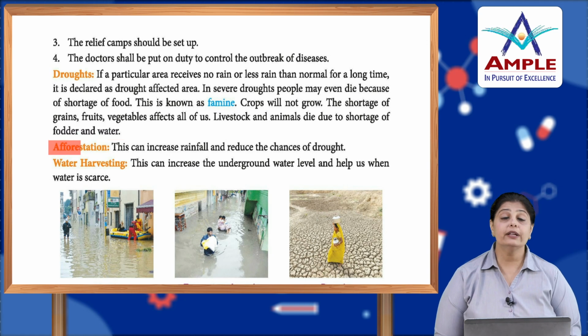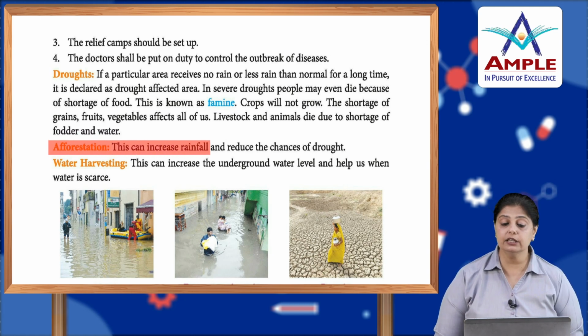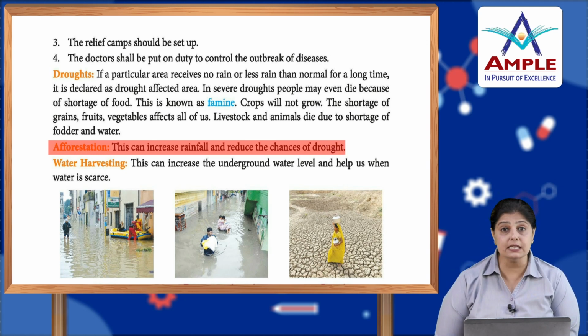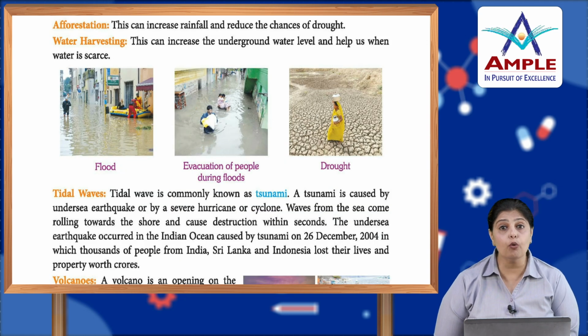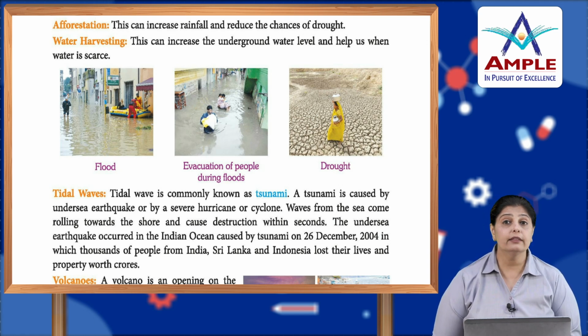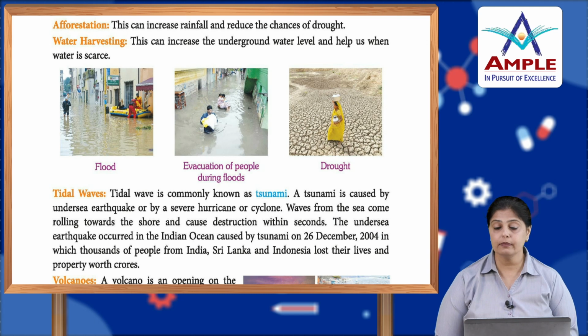Now, what is afforestation? This can increase rainfall and reduce the chances of drought. So, this is something that we can do. Plant more trees. Trees play a vital role in the process of rainfall. When we have a lot of trees, you will see a lot of rainfall in those areas. Where there are fewer trees, or on a barren island, there will be less rainfall, because there is no formation of water vapor. Trees help in the formation of water vapor in the process of the water cycle.